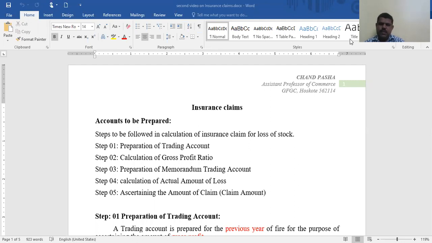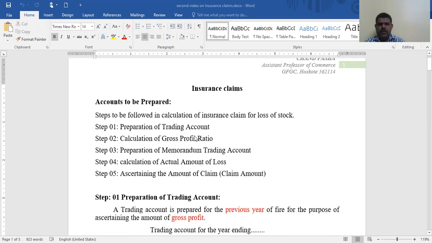In today's video session, we will be learning how to solve problems on insurance claim. But before that, let me do a brief revision of all the steps to be followed so that we can get a clear and better understanding while solving the problems. Now, accounts to be prepared or steps to be followed. Altogether, we have to follow 5 steps.